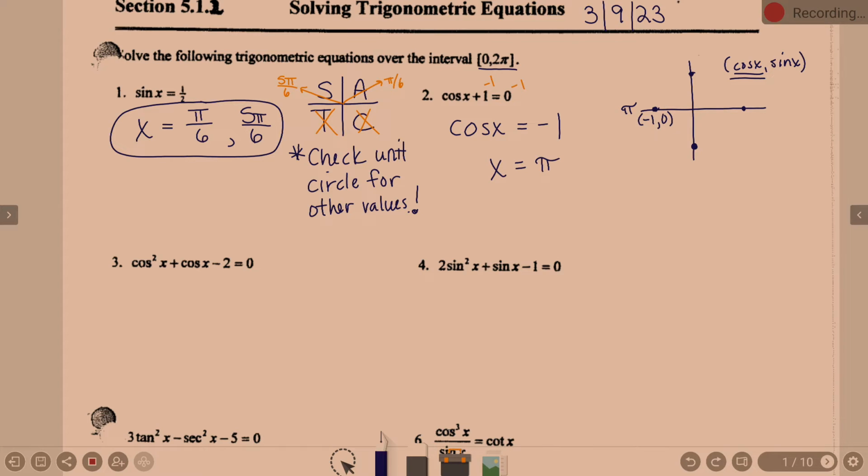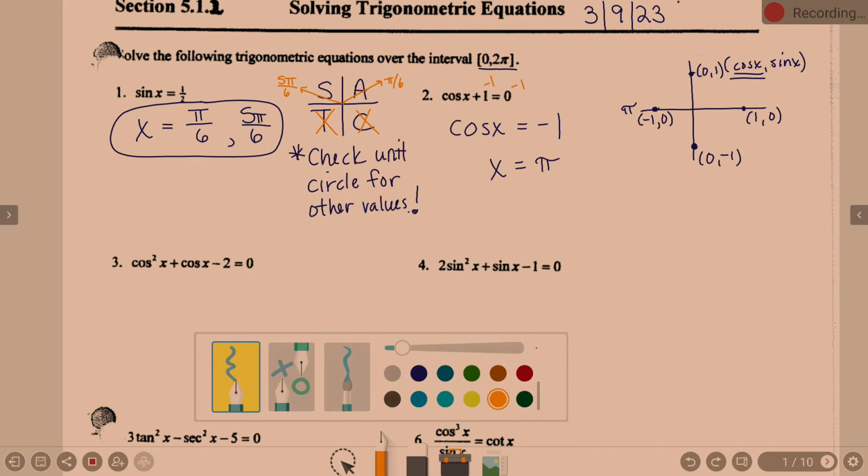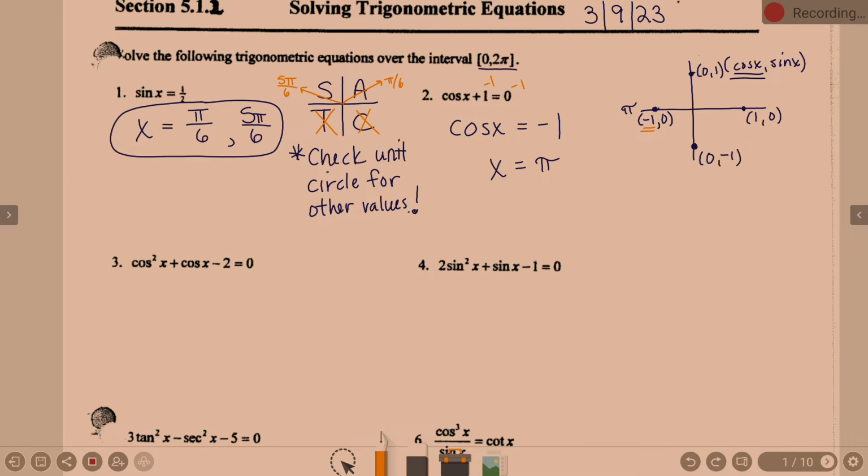What's my ordered pair at 3 pi over 2? Oh, 0, negative 1. My bad. At 0, it's 1, 0. And up here at pi over 2, it is 0, 1. Does cosine ever equal negative 1 otherwise? No, it's just happening at pi.